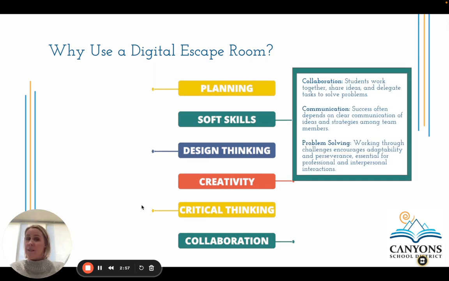In terms of soft skills for students, it supports collaboration, communication, and problem solving. So students work together to share ideas and delegate tasks to solve problems. These tasks oftentimes are more successful when they can actually communicate their ideas and strategies among their teammates. And then with problem solving, students are working through challenges, which encourages adaptability and perseverance, because sometimes the answers won't always be what they initially think it is. And when you see one of my examples later in this presentation, you'll know why, but it really is reinforcing some problem solving skills.